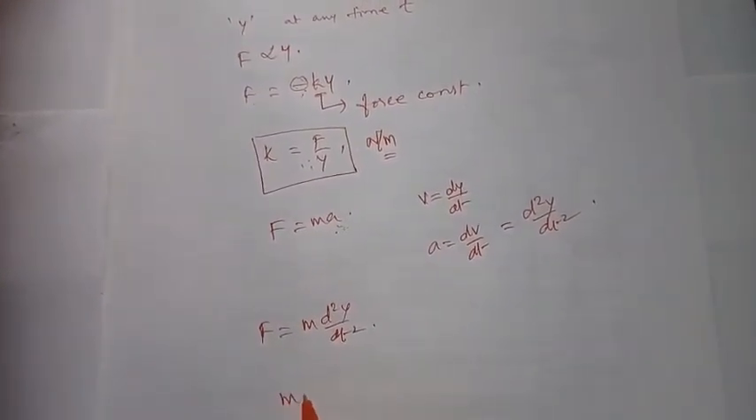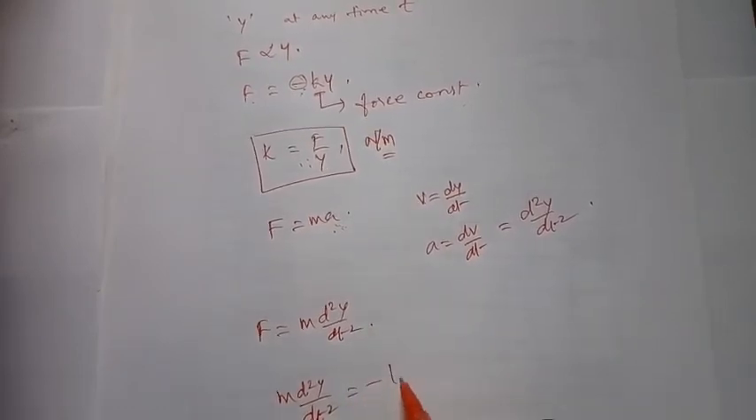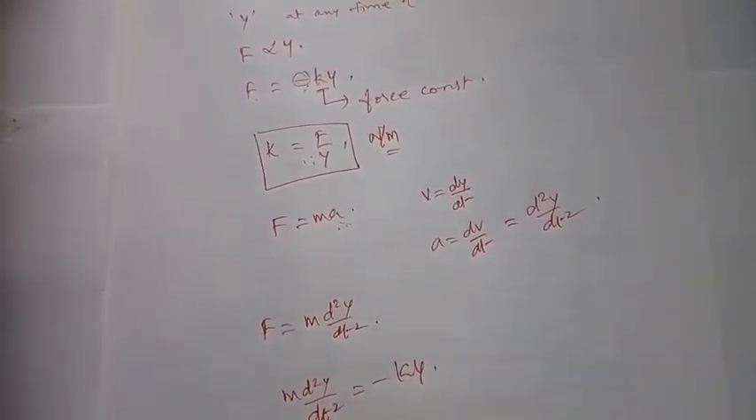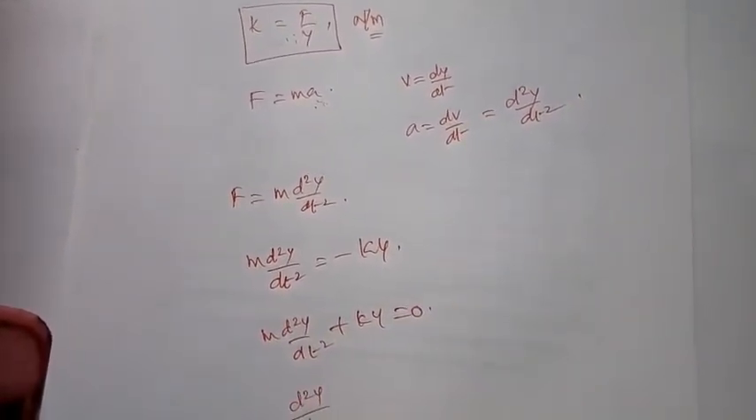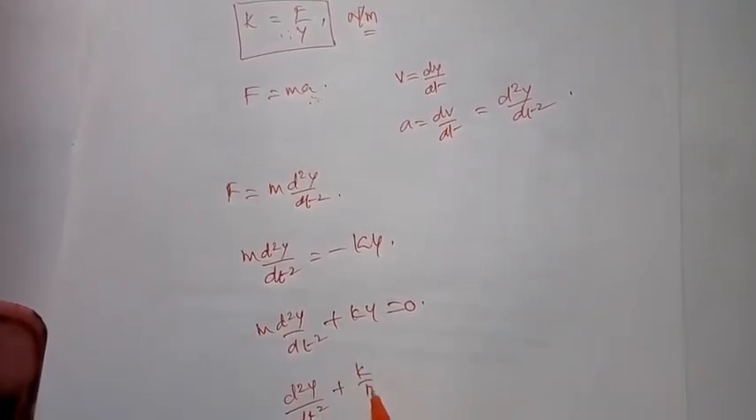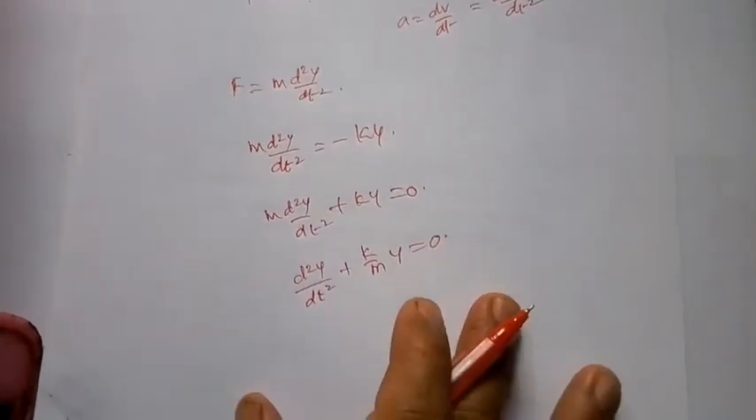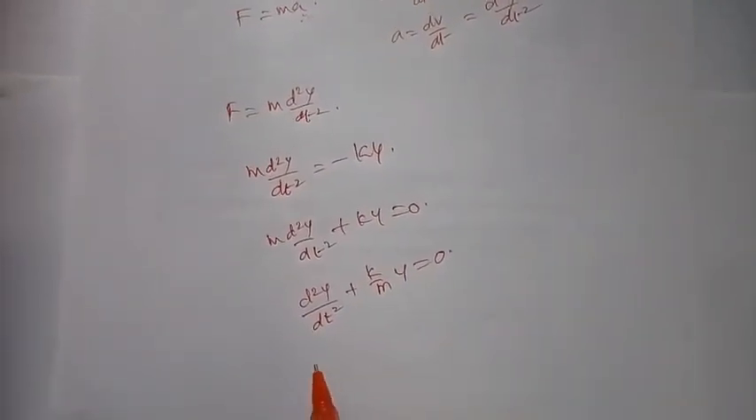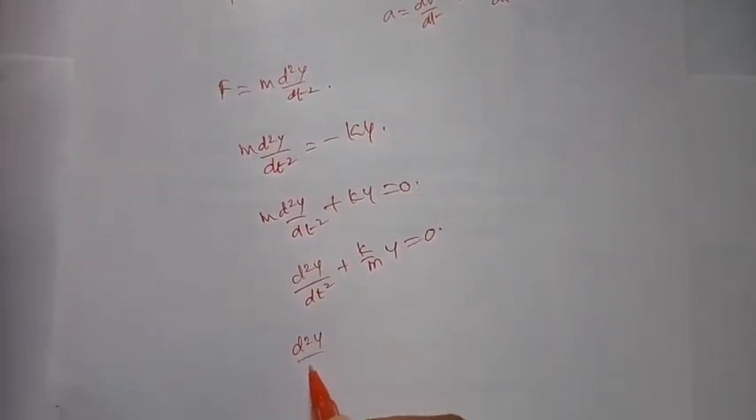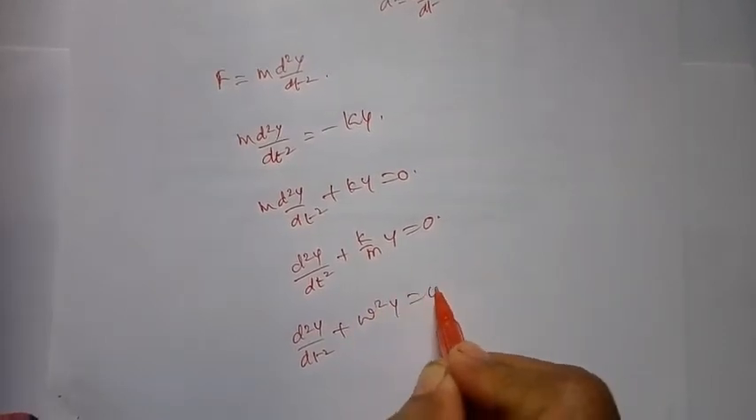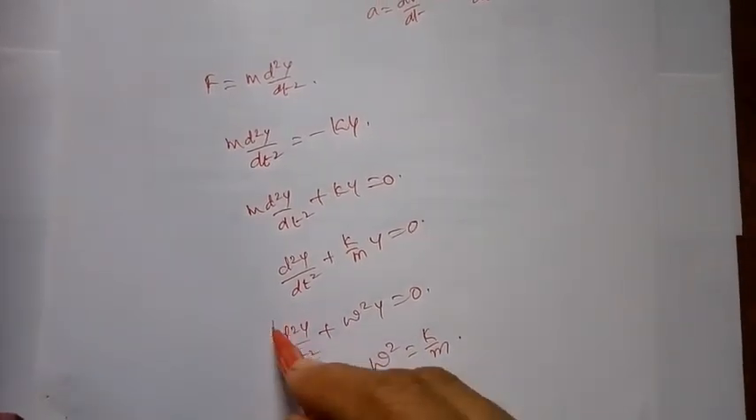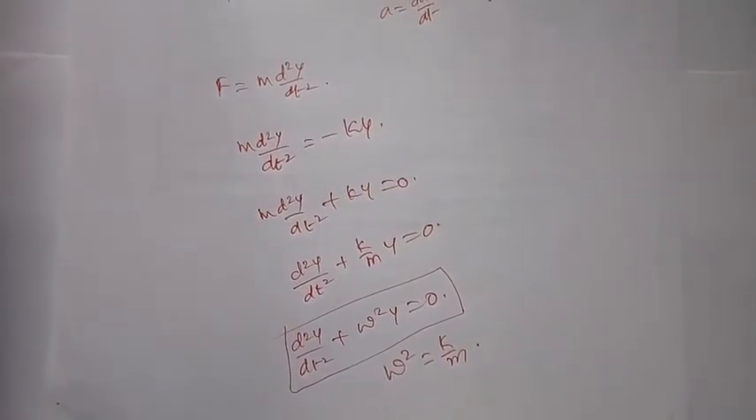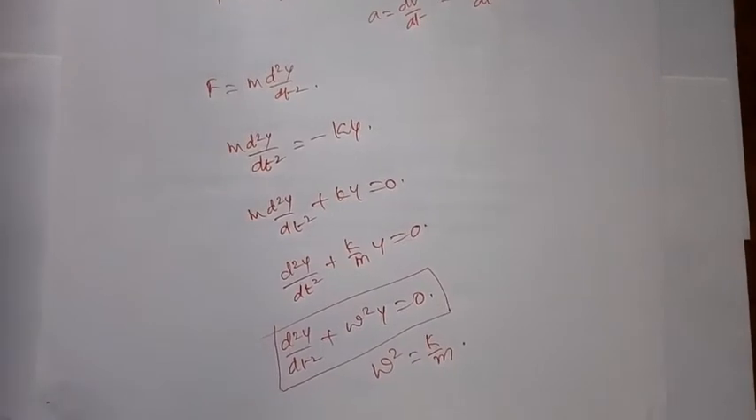So you can equate m d square y by dt square is equal to minus ky. Rearranging the expression, d square y by dt square plus ky is equal to 0, or dividing by m you get d square y by dt square plus k by m y is equal to 0. So k by m can be written as omega square: d square y by dt square plus omega square y is equal to 0, where omega square is equal to k by m. So this is an important differential equation. Omega is known as angular frequency.